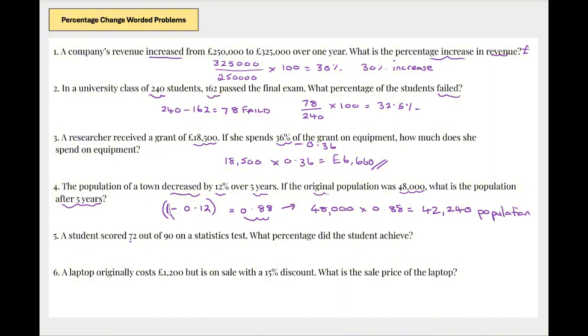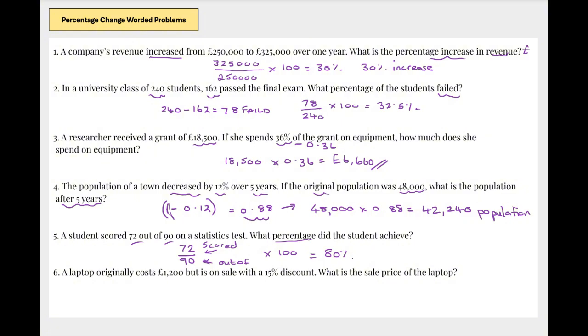A student scored 72 out of 90 on a statistics test. What percentage did the student achieve? So she scored 72 out of 90. What did she achieve? This is nice and simple, guys. Plug it into your calculator. Any question like this, you put what they've scored on the top and what it's out of on the bottom. That's it. And all you got to do then is times it by 100 because it wants a percent. And the answer to that is 80%.